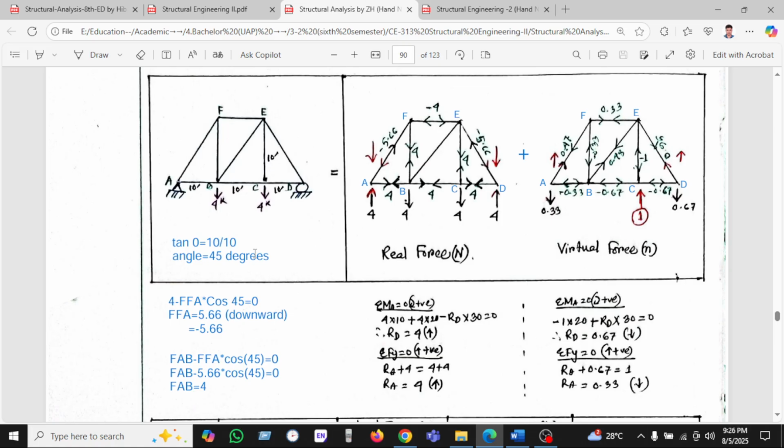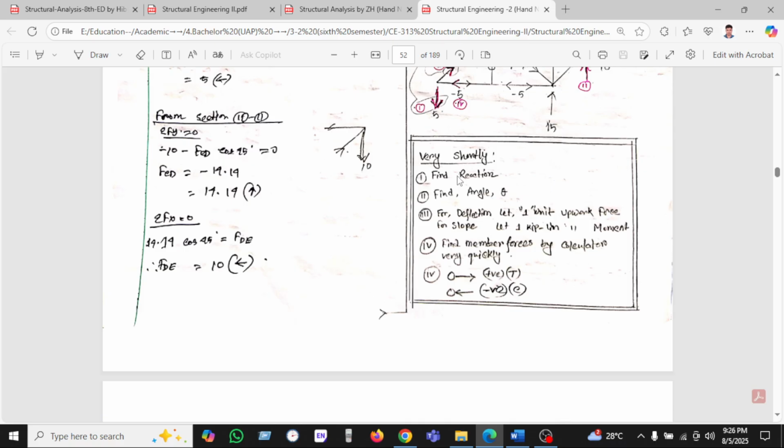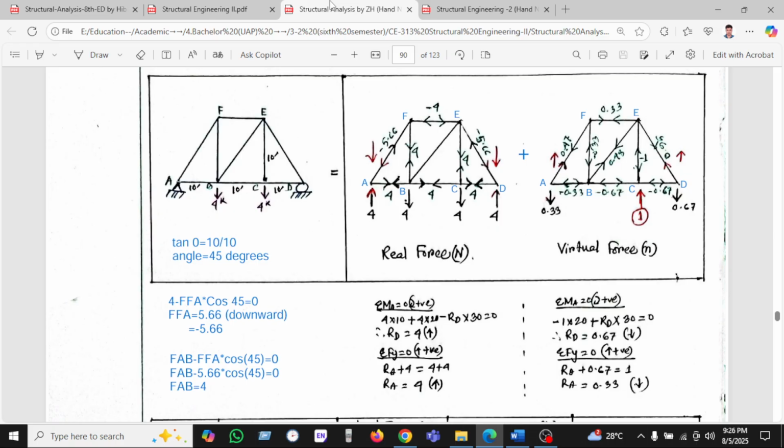First of all, I will divide this member into two parts: one is the real force, another is the virtual force. Now let's see how we will calculate the reactions.